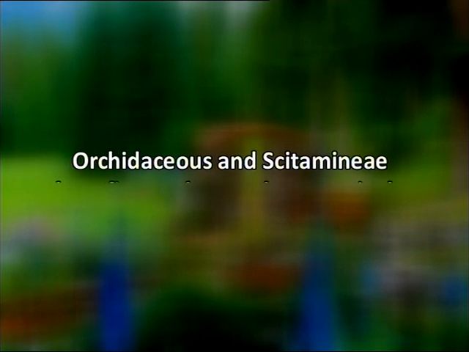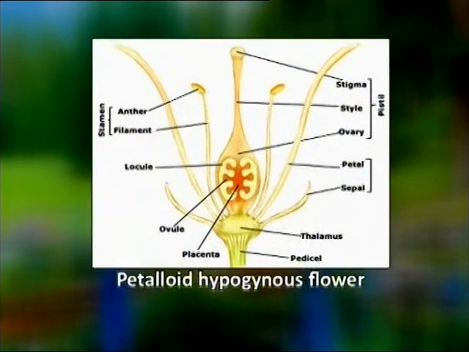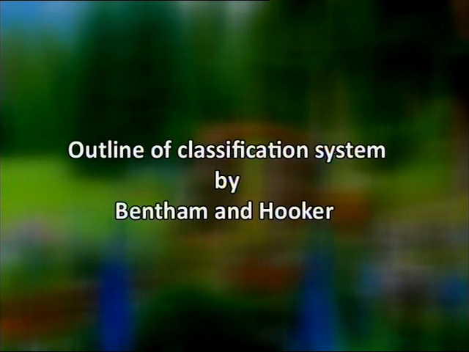Among monocots, out of 7 series, those with epigynous flowers, that is Orchidaceae and Scitamineae, were kept first and second respectively, followed by those with petaloid hypogynous flowers, and finally ended with Gramineae and Cyperaceae. Now the outline of the classification system by Bentham and Hooker.